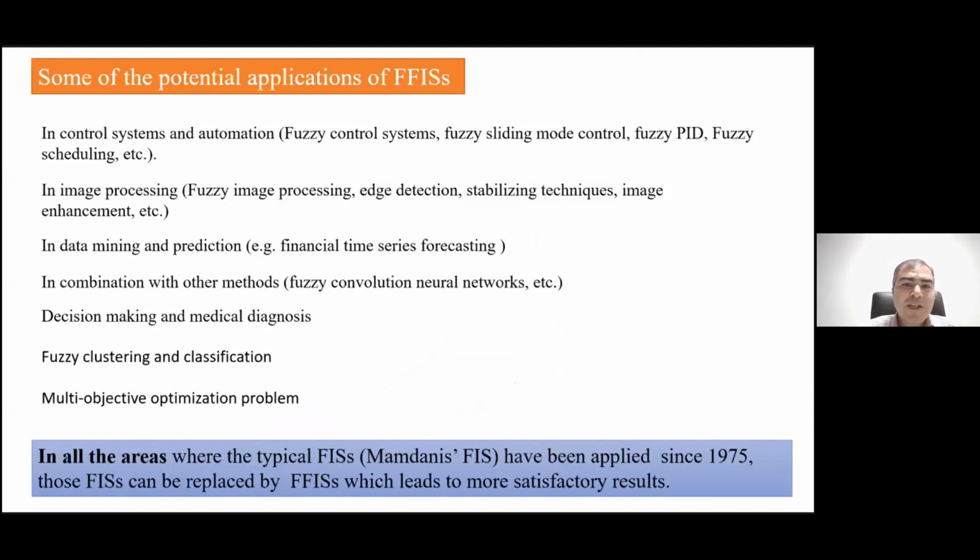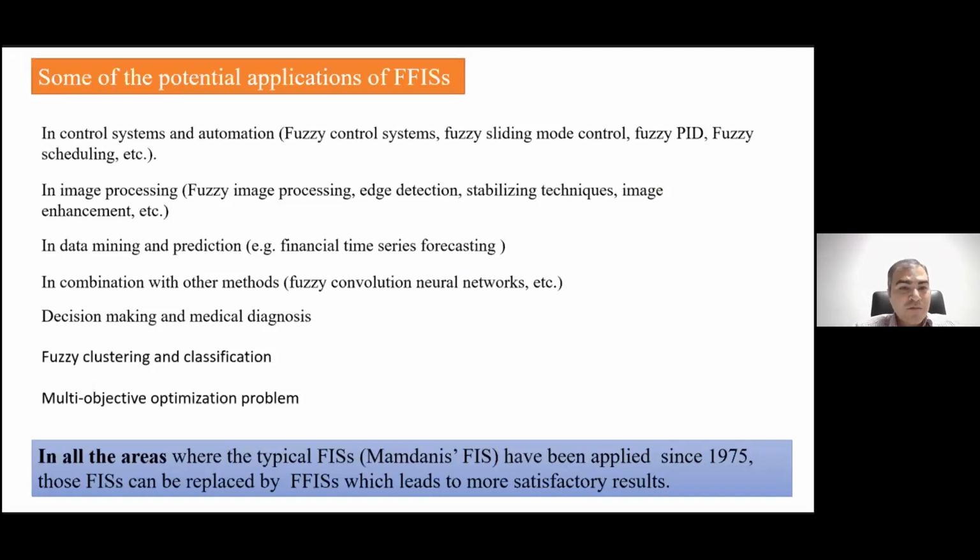Some of the potential applications of FFIS, to name but a few, are in control systems and automation: fuzzy control systems, fuzzy sliding mode control. For example, we may combine sliding mode control with fractional fuzzy inference systems. For PID, we use the fractional fuzzy inference system for adjusting the gains of the controller in the scheduling plan. We can try to design PID type fractional fuzzy inference systems.